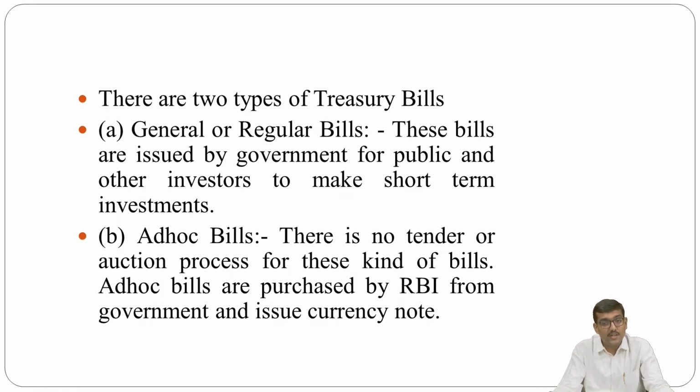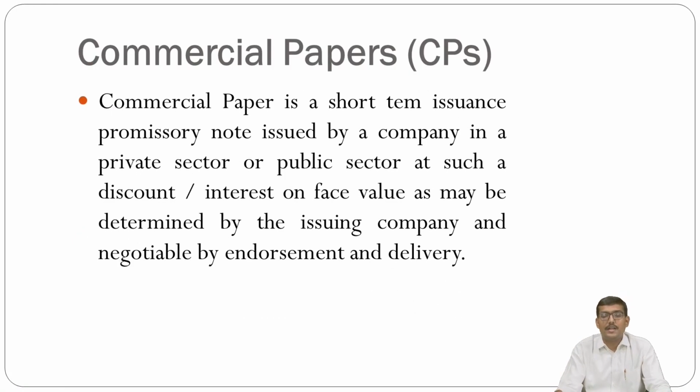Now what do you mean by general or regular bill? These bills are issued by the government for the public and other investors to make short-term investments. While for ad hoc bills, there is no tender or auction process. Ad hoc bills are purchased by the RBI from the government, which also issues currency notes. Is it clear, my dear friends? Yes or no? Now moving towards commercial paper.